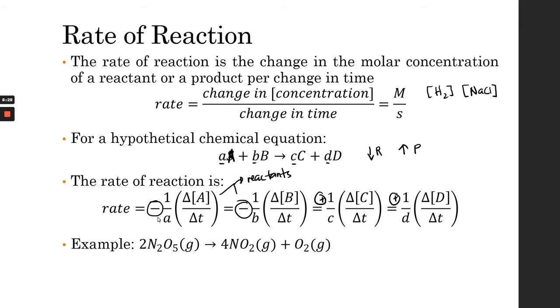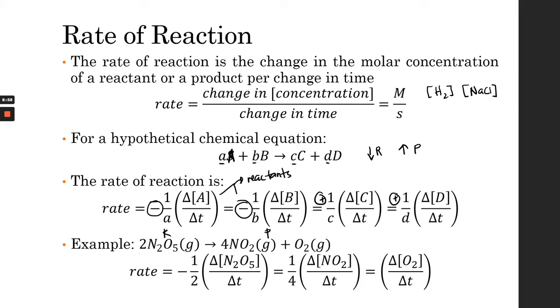So as an example, we have here a chemical equation. Two molecules of N2O5 in gas form decompose into four molecules of NO2 in gas plus oxygen. So to write the rate equation for this chemical equation, we have to follow this. So again, this is our reactant and this is our product.